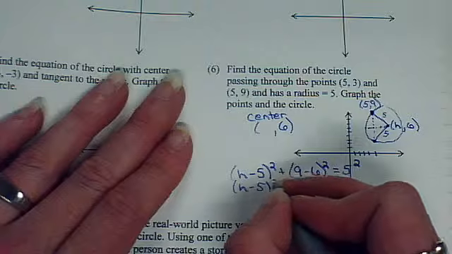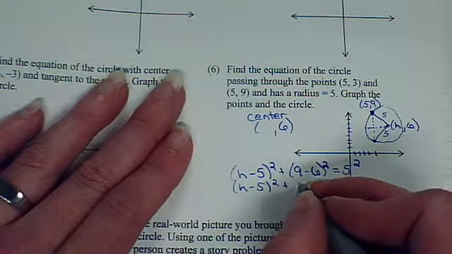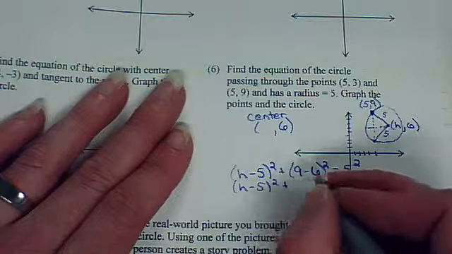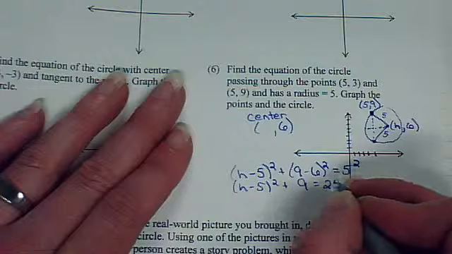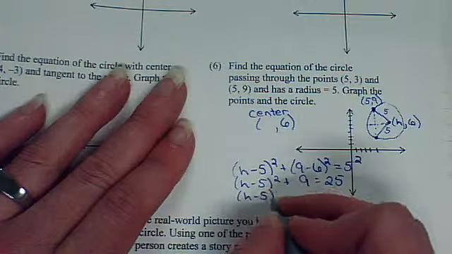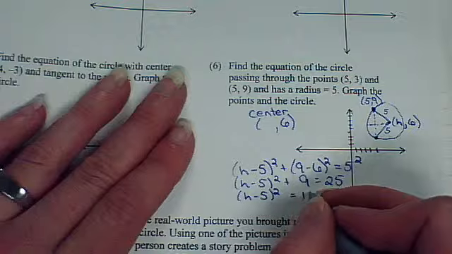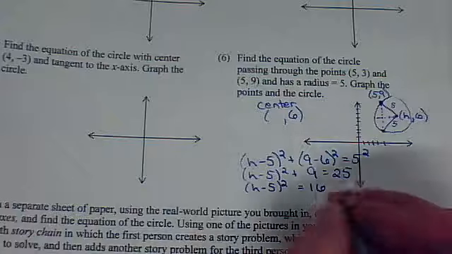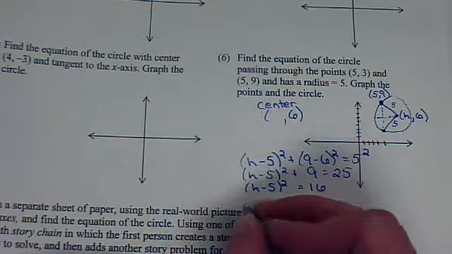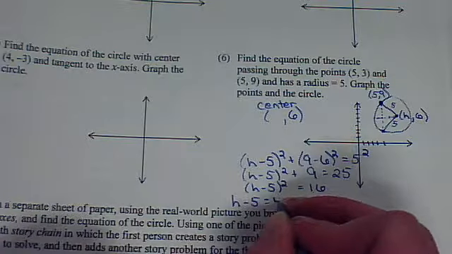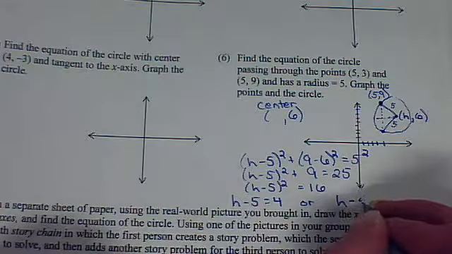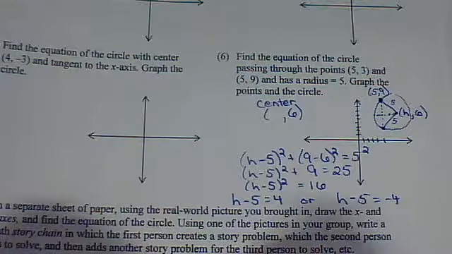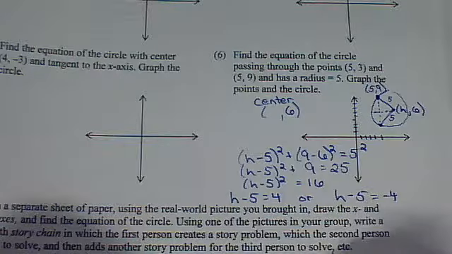(H minus 5) squared plus (9 minus 6), which is 3, squared is 9, equals 25. (H minus 5) squared equals 16. The square root is going to be plus or minus 4. So I have H minus 5 equals positive 4, or H minus 5 equals negative 4. That's the option. I will get H equals 9. Over here, H equals 1.